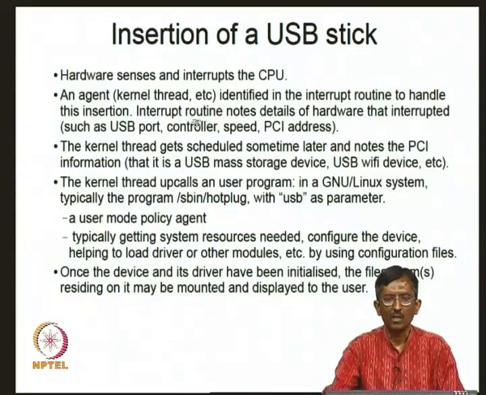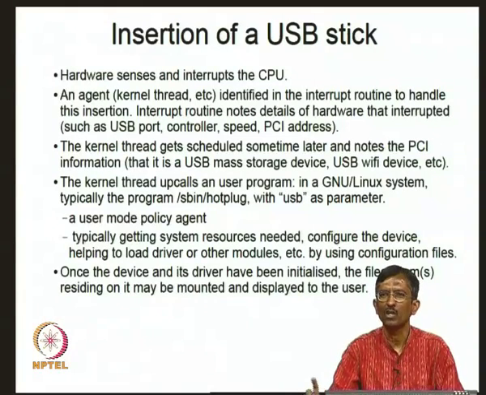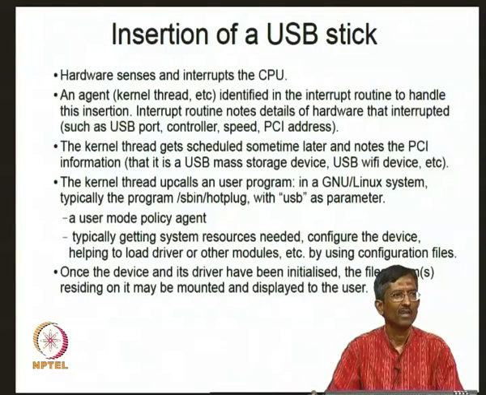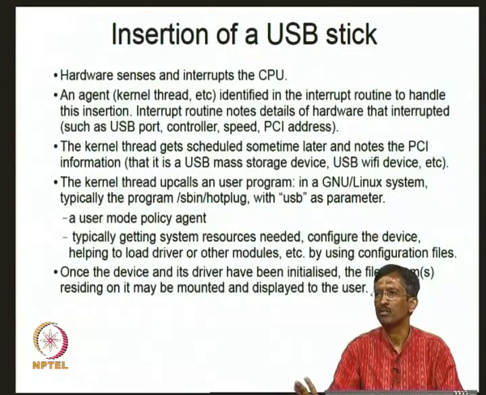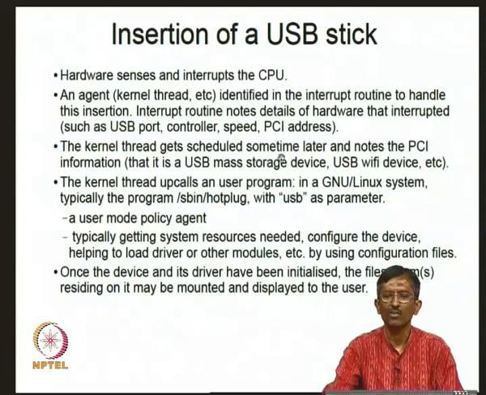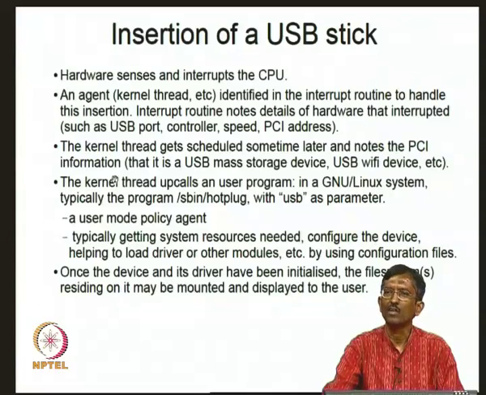So the interrupt routine only does some simple things first, because an interrupt routine by definition should not take too long. Only simple things are initially captured, and then the interrupt routine says that this kernel thread is going to do some work, and it is going to use the information I am giving it. The kernel thread gets scheduled sometime later and notes the PCI information, that it's a USB mass storage device, whether it is this device, that device, whatever.